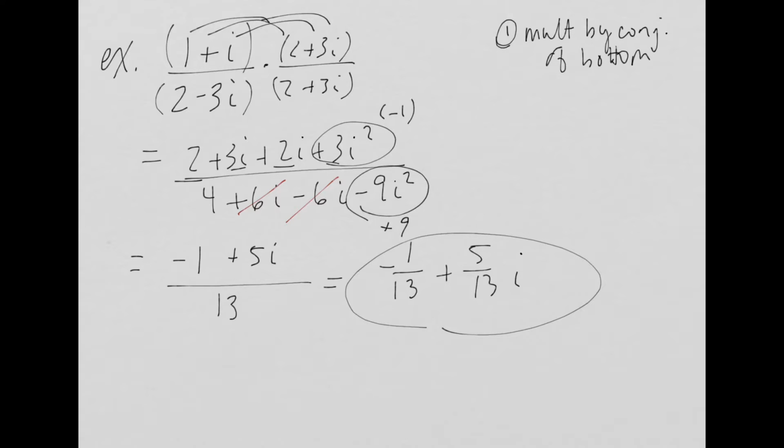But you can see, we started with, let me put a little box around it here, we started with 1 plus i over 2 minus 3i. We did all these manipulations in order to get down to a complex number, something plus a number times i. And we'll do another one of these.